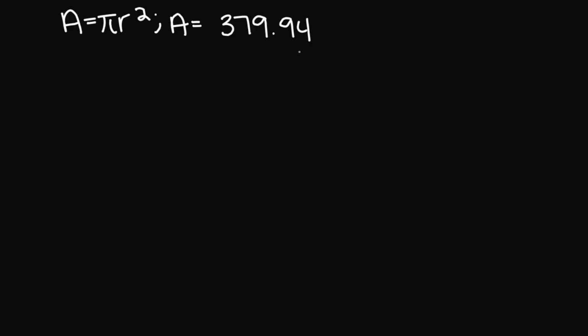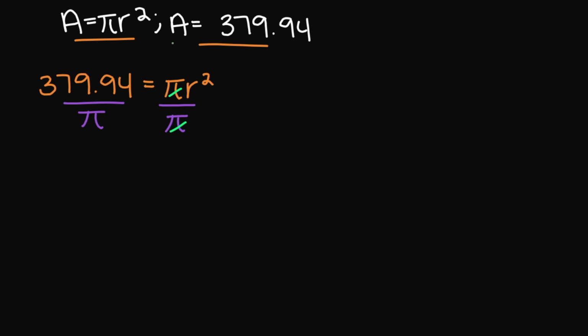Let's look at this example here. We have our area 379.94 is here. And this is my formula, and we do need to find the radius, so I'm going to plug in my numbers. 379.94 equals pi r squared. I'm now going to divide both sides by pi. My pi's here are going to cancel out. So you're going to be left with 379.94 divided by pi. This is going to give you 121. This is going to equal r squared.